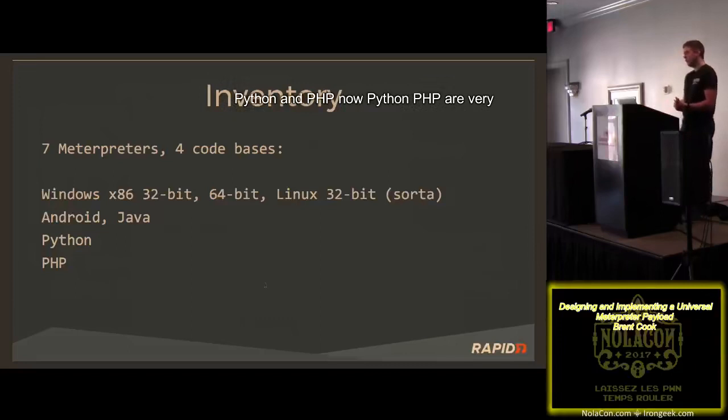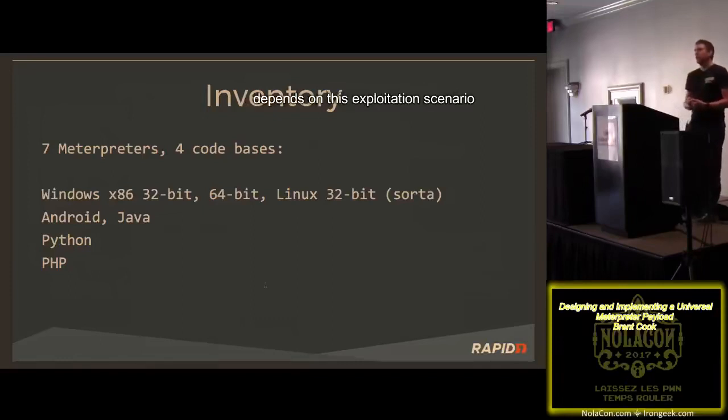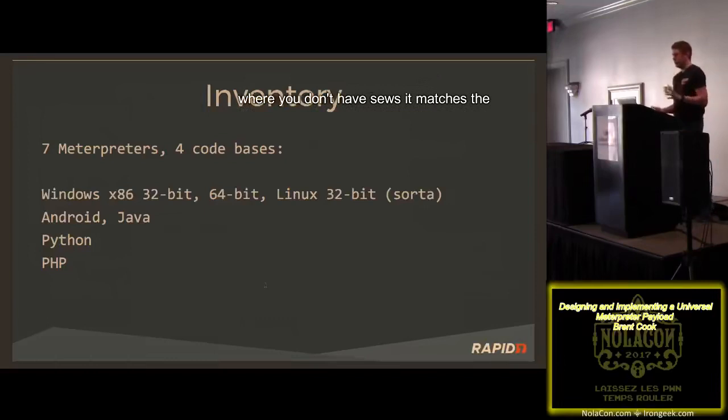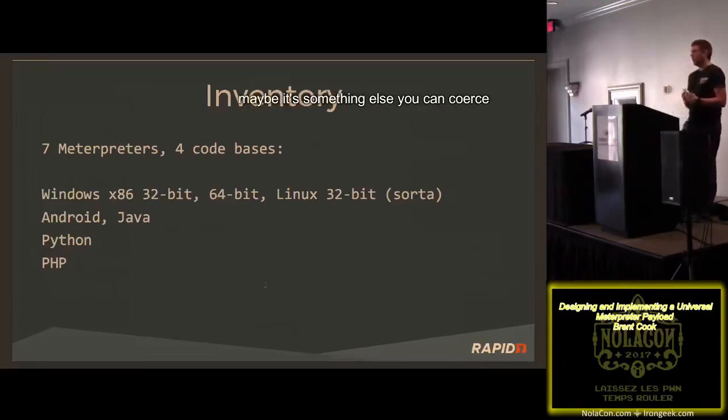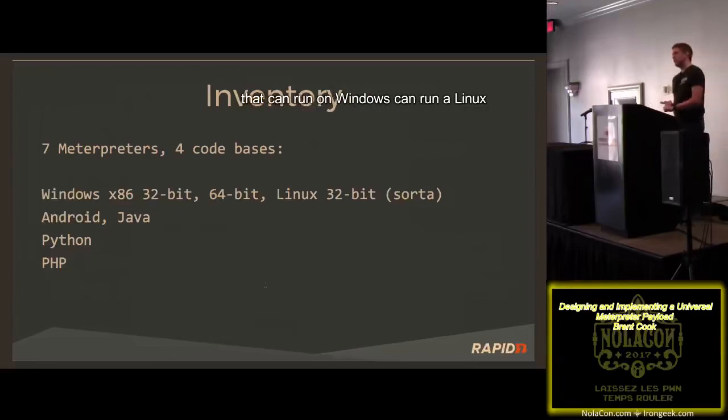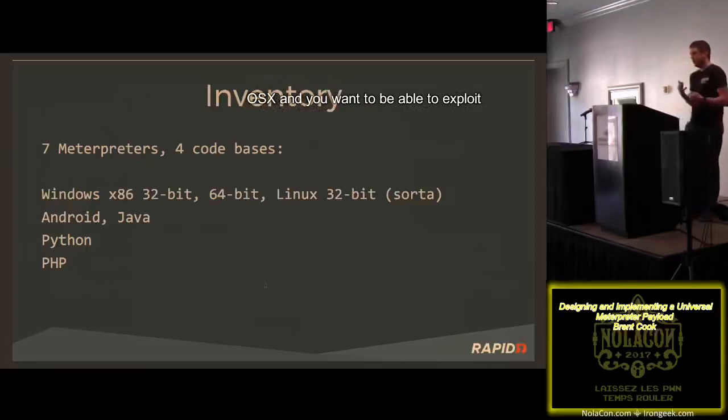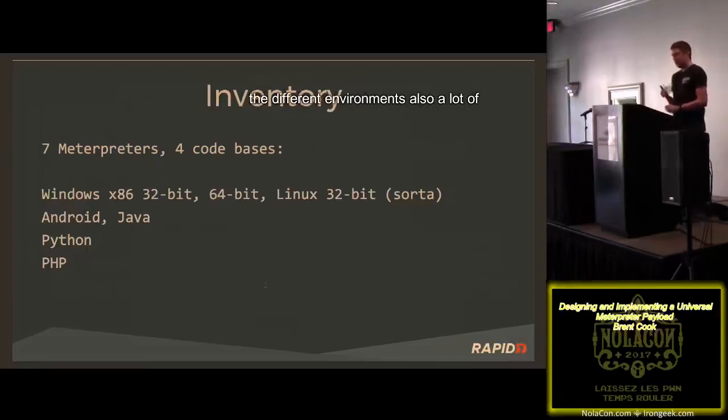Python and PHP. Now, Python and PHP are very interesting in that you might ask, well, if you have native ones, why do you need ones written in Python and PHP? It really depends on the exploitation scenario. For instance, you may be on a system where you don't have something that matches the underlying architecture. Maybe it's ARM, maybe it's something else. You can, of course, also have apps that are cross-platform. So you could have an app that can run on Windows, Linux, and OS X, and you want to be able to exploit it in basically the same way across all the different environments.